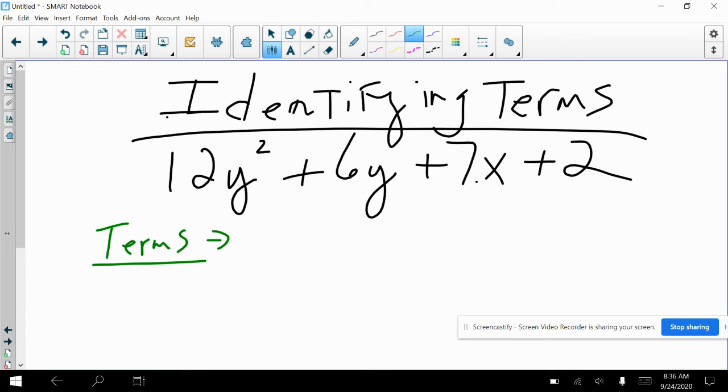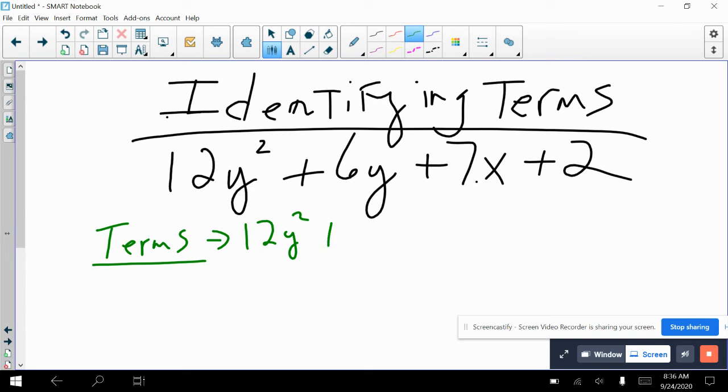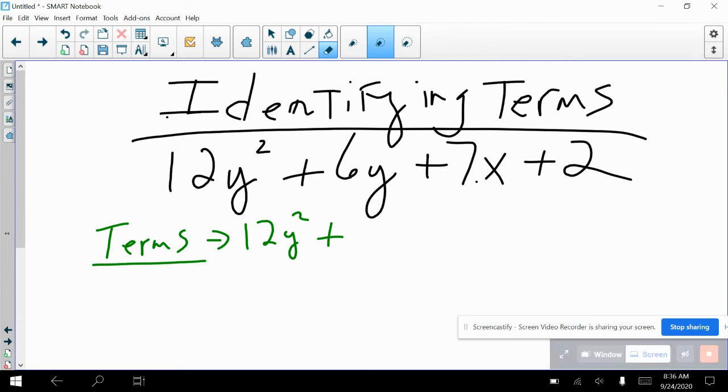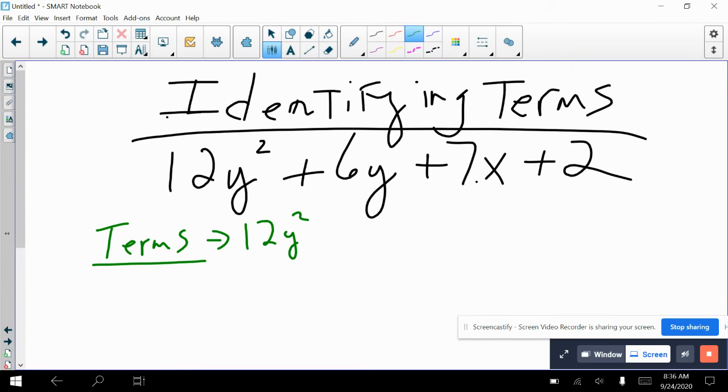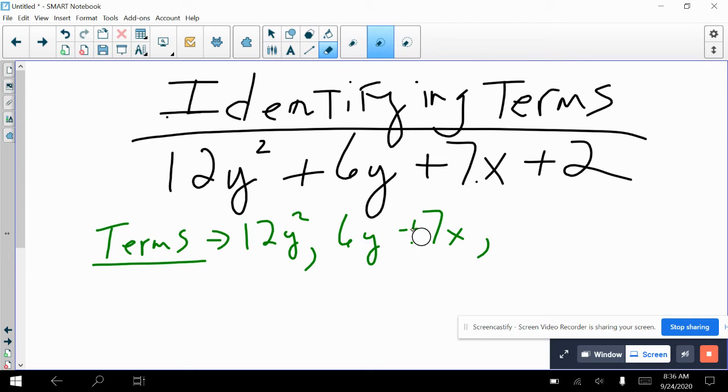Okay, is that different than y? Is y squared different than y? Yes, it is. Absolutely. So, let me ask again, are all of those different up there? Yes. That means that they are all terms. You don't put a plus sign in there, we put a comma. These are all the terms, identifying the terms. They're all different. Okay, that's the terms.